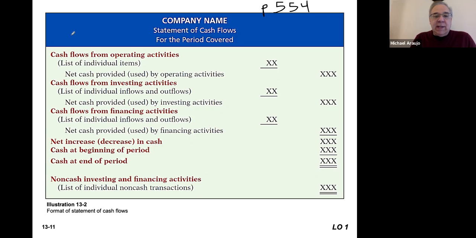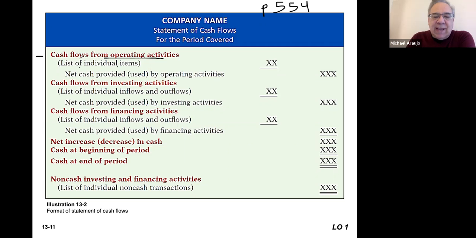What you're going to see is that a cash flow statement starts with the cash flow from operating activities. We're going to get into those individual items in detail next class, which is why I think this is a good introduction, because it introduces you without overwhelming you with detail. I'll do that next time.